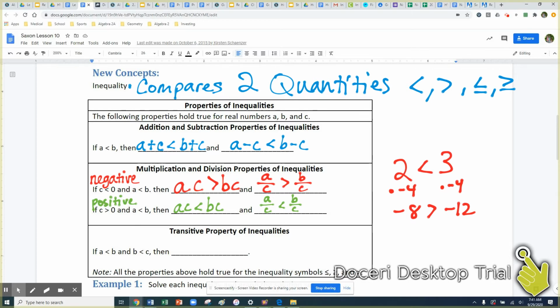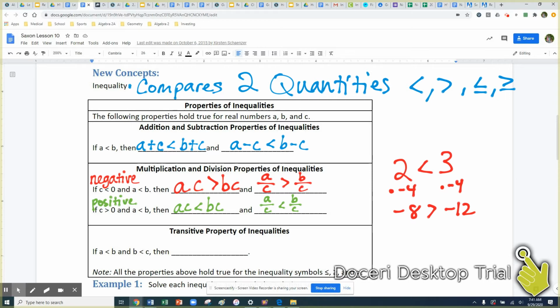Lastly is the transitive property, which we don't use a ton, but just kind of a little reasoning thing. If A is less than B and B is less than C, then blank. So we could look at, like, I'll do an example with my family. So I have a youngest son. His name is Luke. Luke is shorter than my daughter Lauren. And then Lauren is shorter than me.